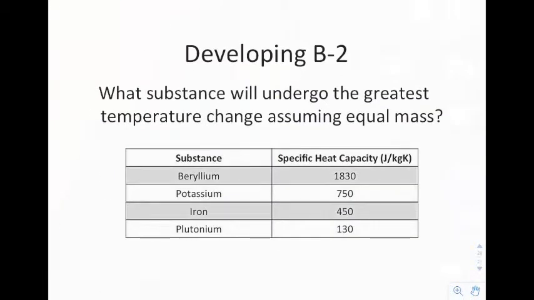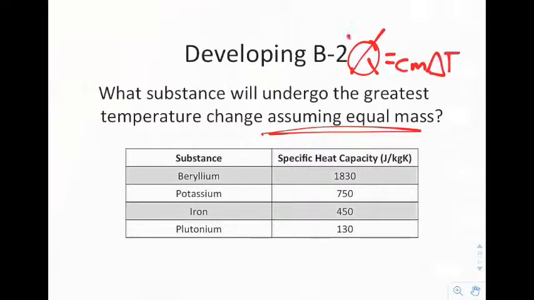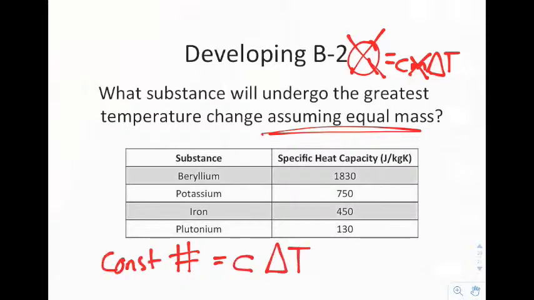It says, what substance will undergo the greatest temperature change, assuming equal mass? So we have the idea that Q equals Cm delta T. They have the same amount of heat, so that's constant. They have the same amount of mass, so that's constant. So we have some number equal to C delta T. Since this is a constant number, if you increase C, delta T goes down. Whenever something has a high specific heat capacity, it will not change temperature very much. If it has a low specific heat capacity, it will change temperature very easily. So in this case, I look and I say plutonium is the lowest one. Because plutonium is the lowest, it will have the greatest change in temperature.